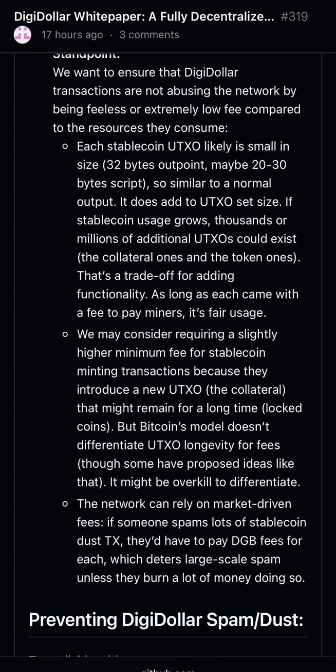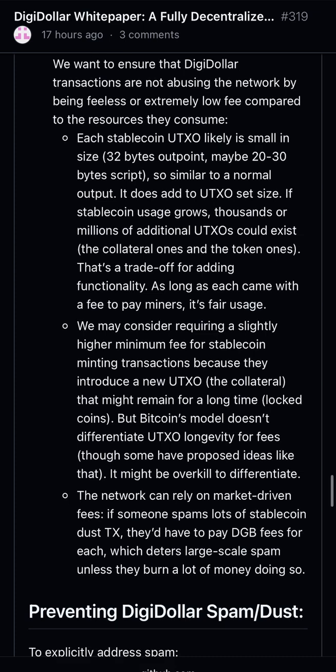But Bitcoin's model doesn't differentiate UTXO longevity for fees, though some have proposed ideas like that. It might be overkill to differentiate. The network can rely on market-driven fees. If someone spams lots of stablecoin dust TX, they'd have to pay DGB fees for each, which deters large-scale spam unless they burn a lot of money doing so.